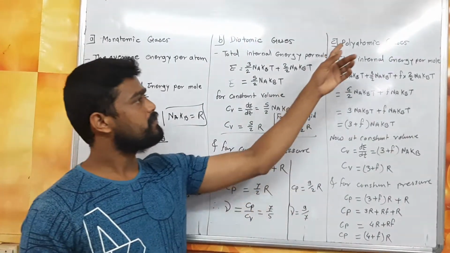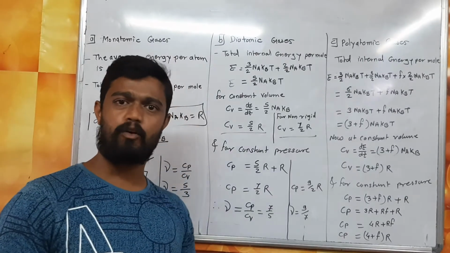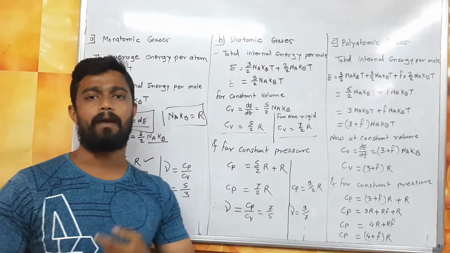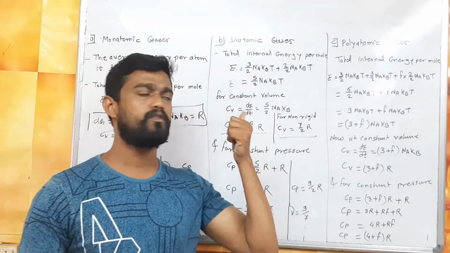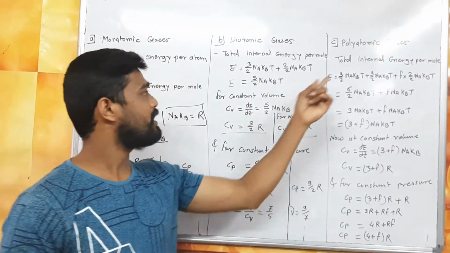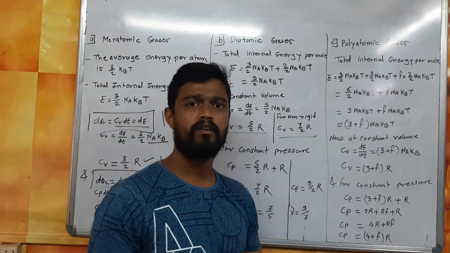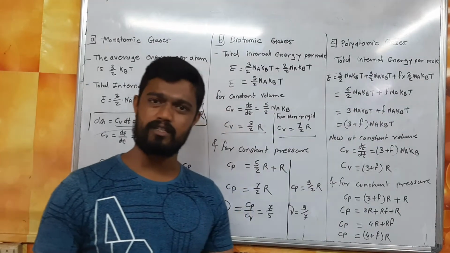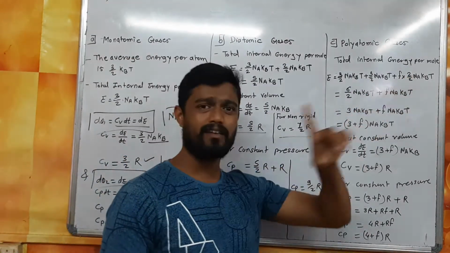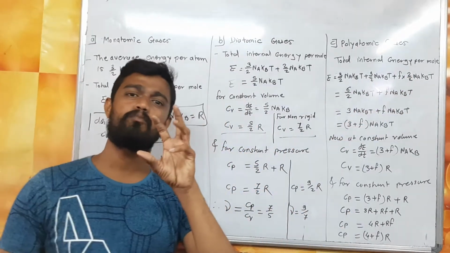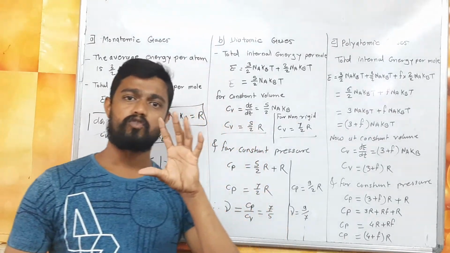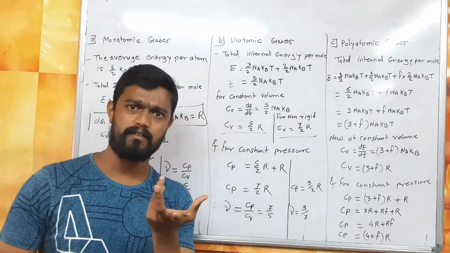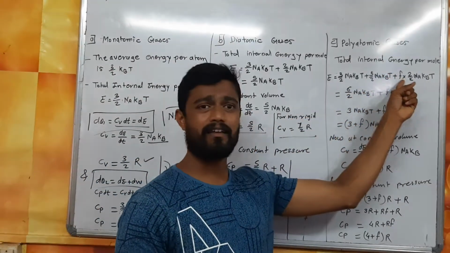So now the third one is polyatomic gases. Polyatomic gases depend on translational, rotational and vibrational motion. So I directly write E is equal to 3 by 2 nKBT for translational motion, 3 by 2 nKBT for rotational motion, and the vibrational part is f. When your molecule vibrates, obviously forces are present there. Without force it never vibrates. So the f factor is present here.